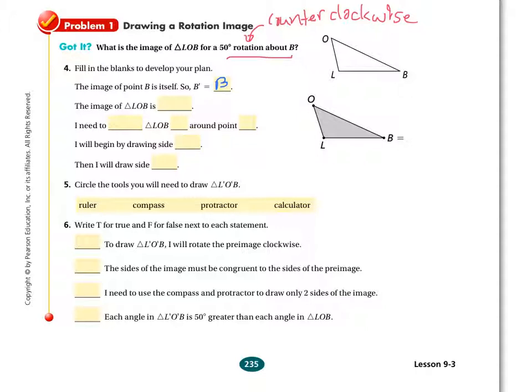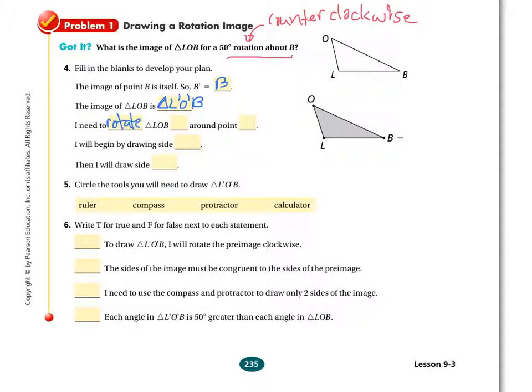The image of triangle LOB will be triangle L prime, O prime, and you could just say B. If you said B prime, I wouldn't mark you off for it, but B and B prime are the same. So I need to blank the triangle blank around point blank. Well, first of all, what transformation are we doing? Okay, so I need to rotate triangle LOB.